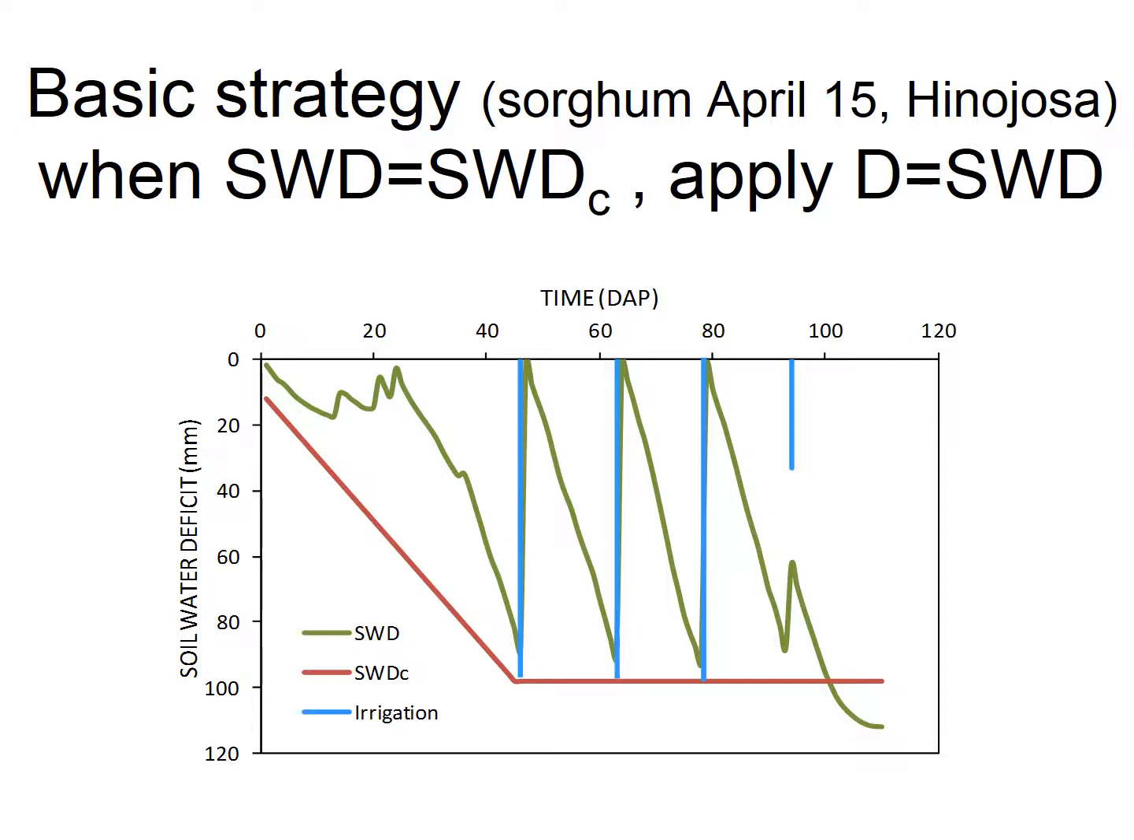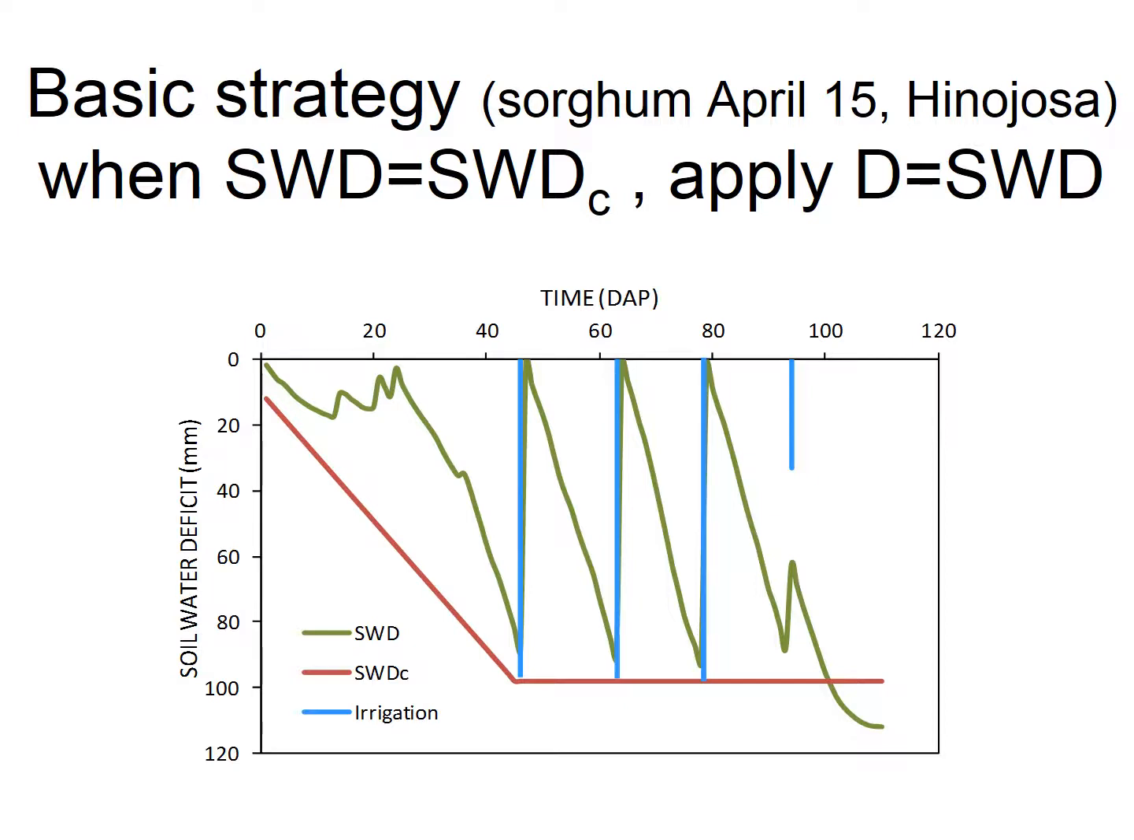In the graph, we see that the critical soil water deficit, the red line, increases until it becomes constant when the maximum rooting depth is achieved. The green line varies following changes in evapotranspiration and rainfall. The blue lines indicate irrigation. In this case, we have had 4 irrigations.